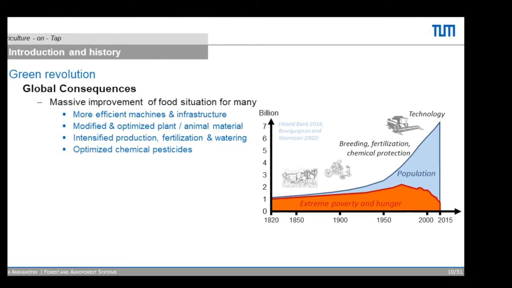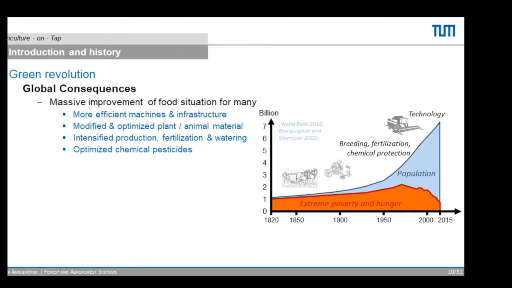And the result of this is what you see over here, or maybe you're not able to see it, but I'll tell you. The red part in the bottom shows the amount of people living in poverty and threatened by hunger. And then we see this blue steep line, which is the population. You can see the development of the population until 2015. The population increases almost exponentially since the 60s. This is a result of the Green Revolution.